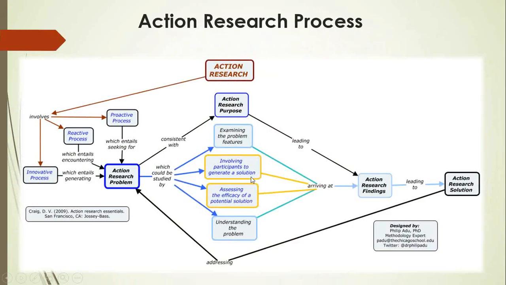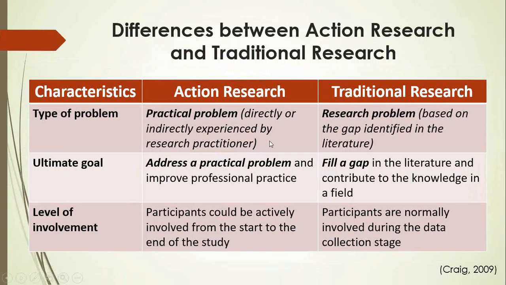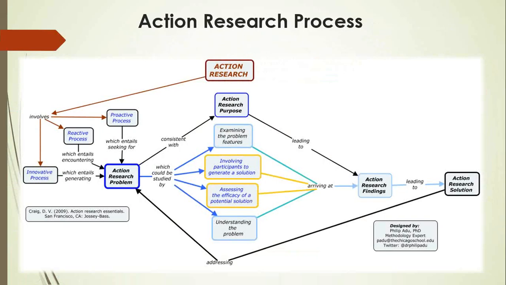Okay, so can I go on? I think we are talking about the difference between action research and traditional research. Let me give you this, just to get a big picture of the action research process. So look here. We are doing action research. It involves three processes: the proactive process, the reactive process, and the innovative process. I'm going to talk about the various processes.